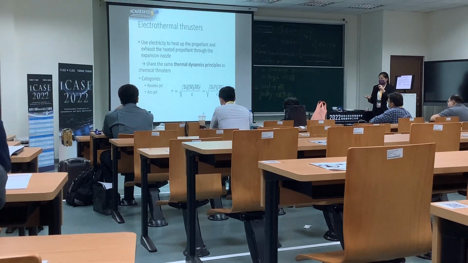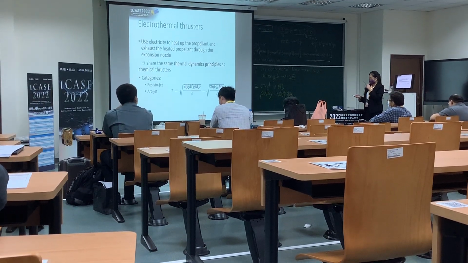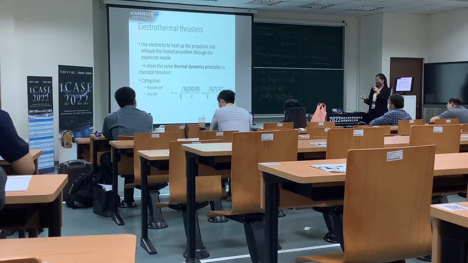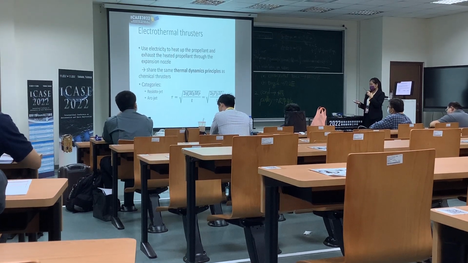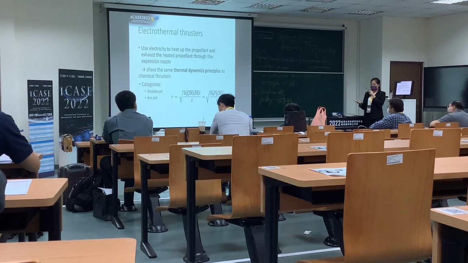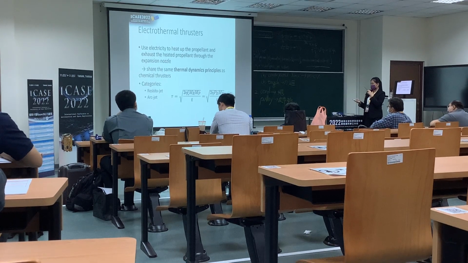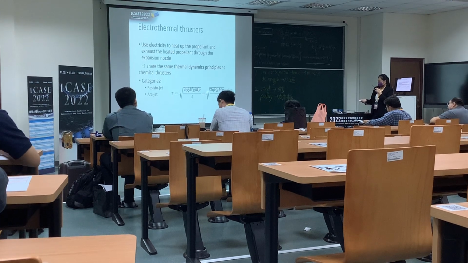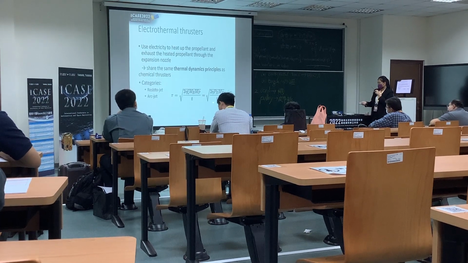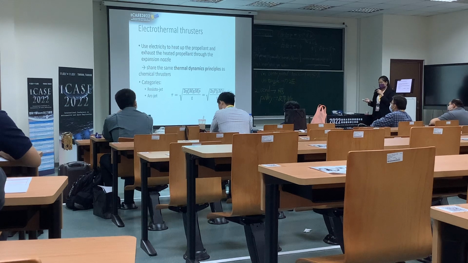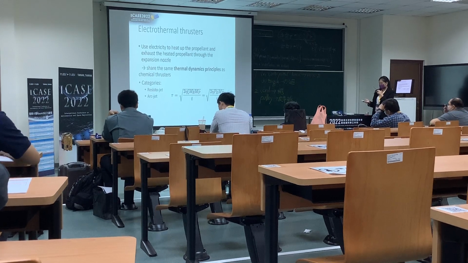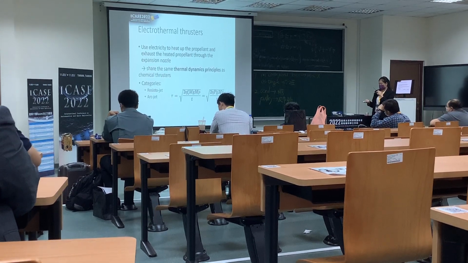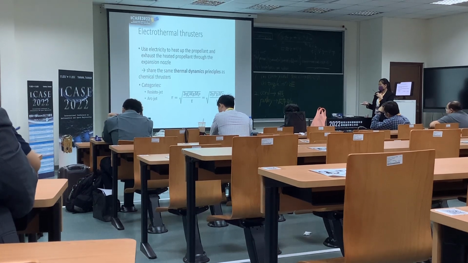First, I'm going to introduce the electrothermal thrusters. Electrothermal thrusters use electricity to heat up the propellant and exhaust the heated propellant through the expansion nozzle. Therefore, they share the same thermodynamic principles as chemical thrusters, and we can calculate their thrust with the following equation. We will analyze 2 types of electrothermal thrusters in this study, which are resistojets and arcjets.